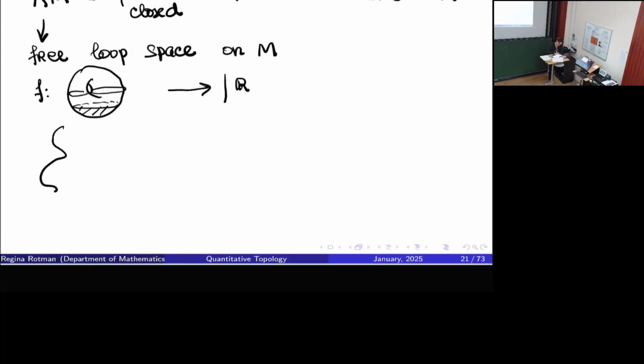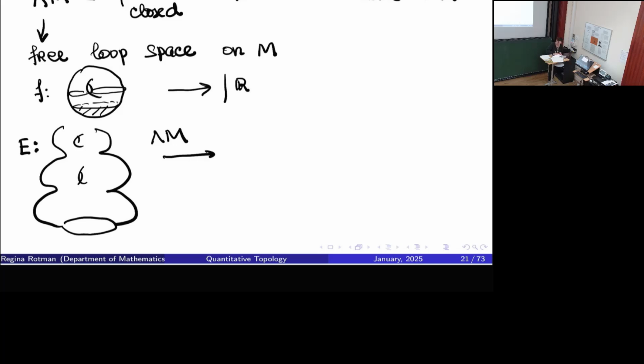This is my picture of the free loop space on M. I'm going to consider the energy functional. So what happens here? It takes a curve, you compute its energy, you get some number.